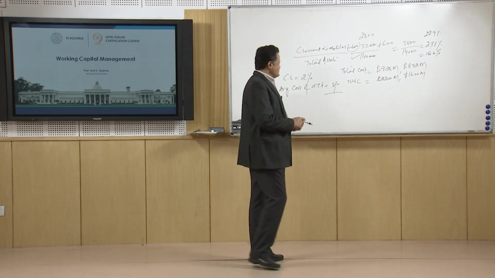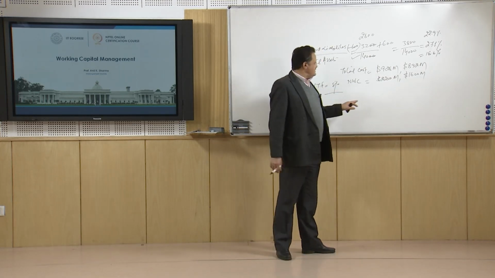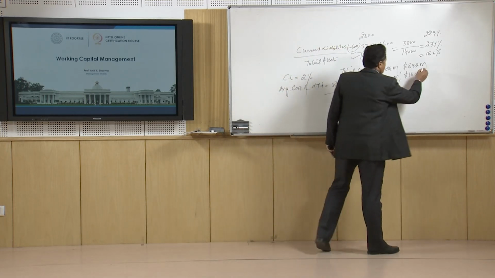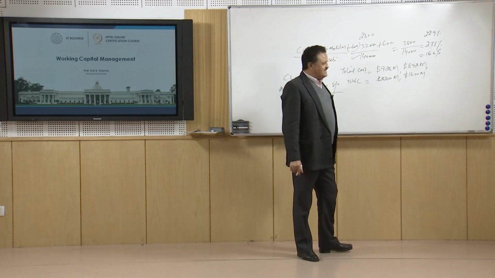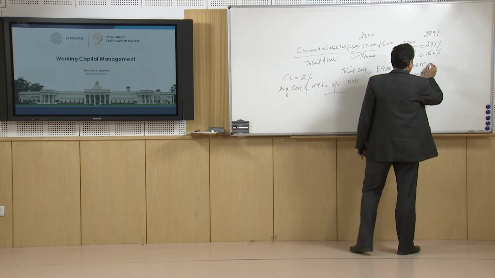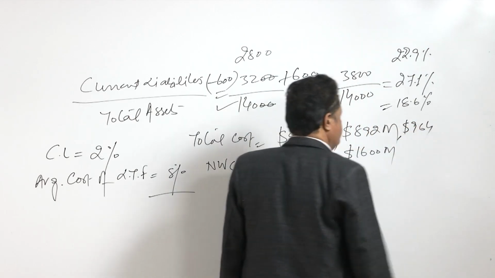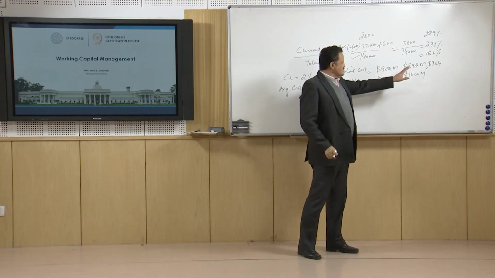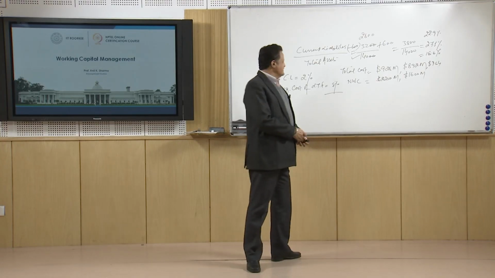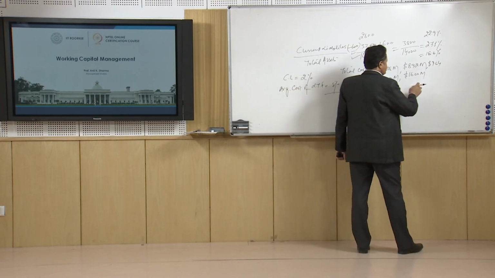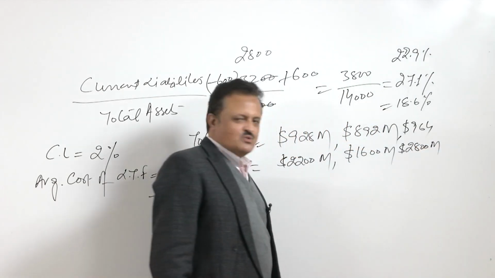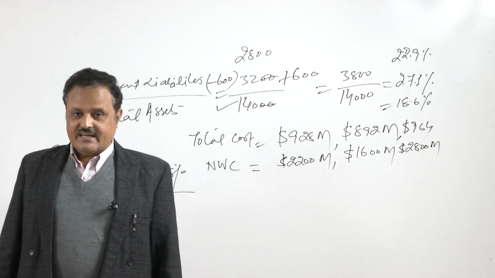Cost is going up. So if you see here, the total cost was earlier 928, and now this cost is going to be how much? Originally it was 928 million, then it became 892, and now it is $964 million. This is the cost 964, and then your net working capital is also increasing. It was 2,200, then 1,600, and now it is $2,800 million.